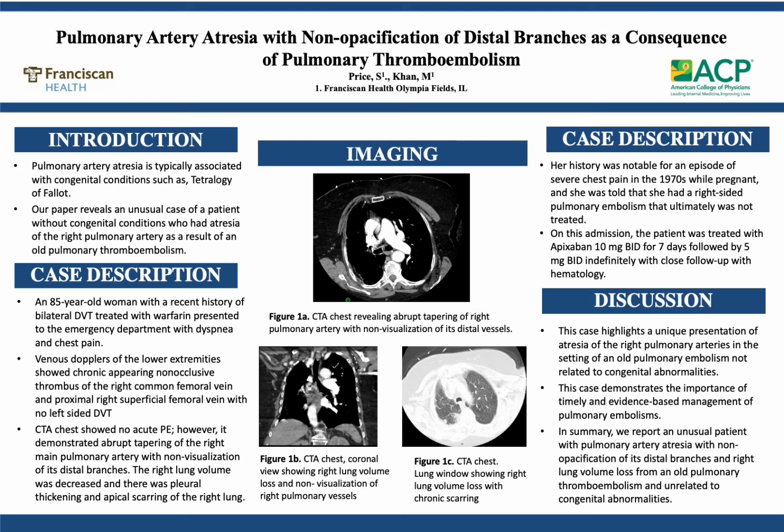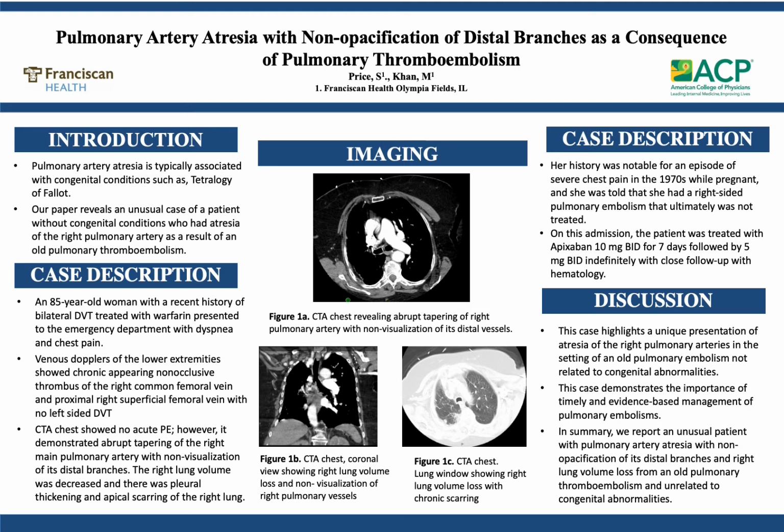So this case is unique in that it highlights a presentation of atresia of the right main pulmonary artery, where it abruptly tapers soon after it bifurcates, in the setting of an old pulmonary embolism. It's unrelated to any congenital abnormalities, which is when we usually find pulmonary artery atresia, and there is no other literature that talks about a case such as this.